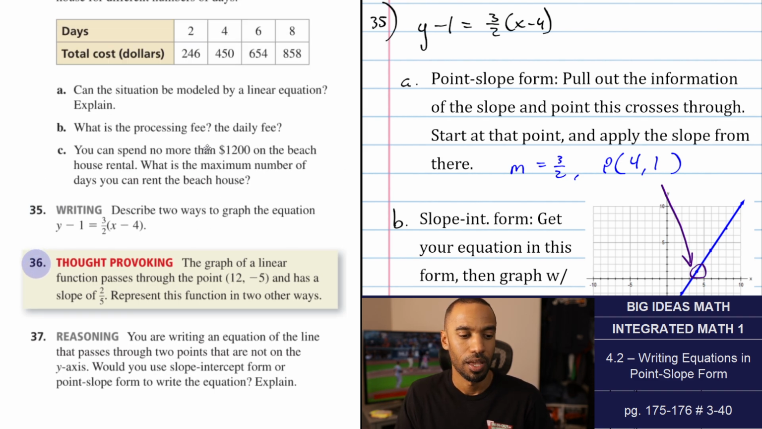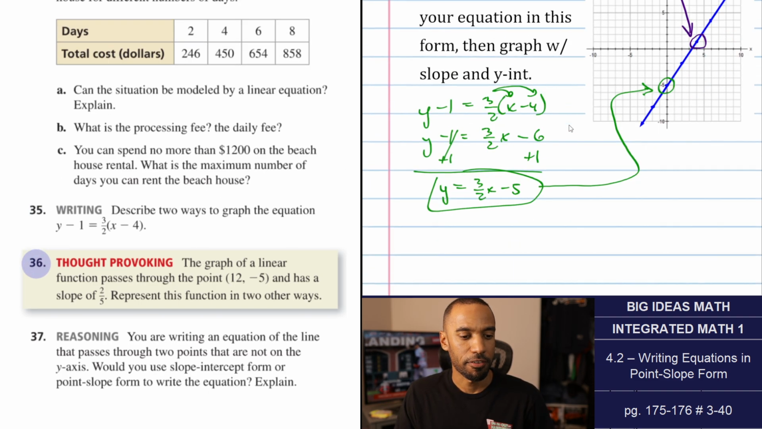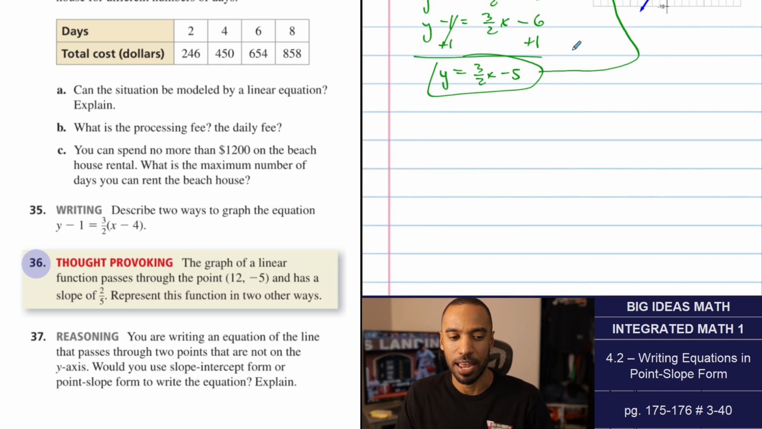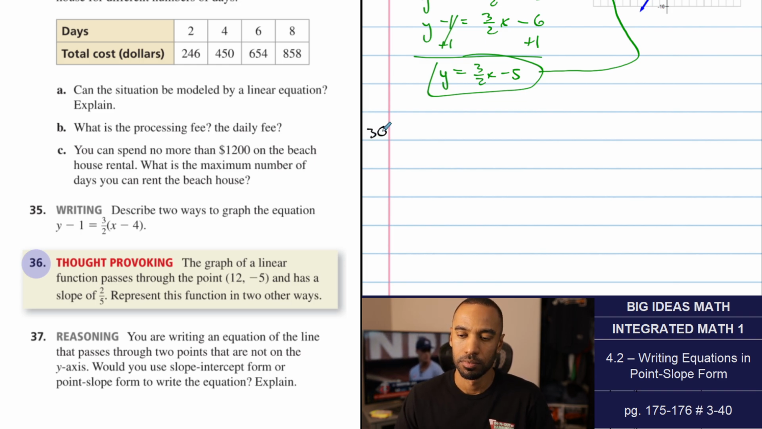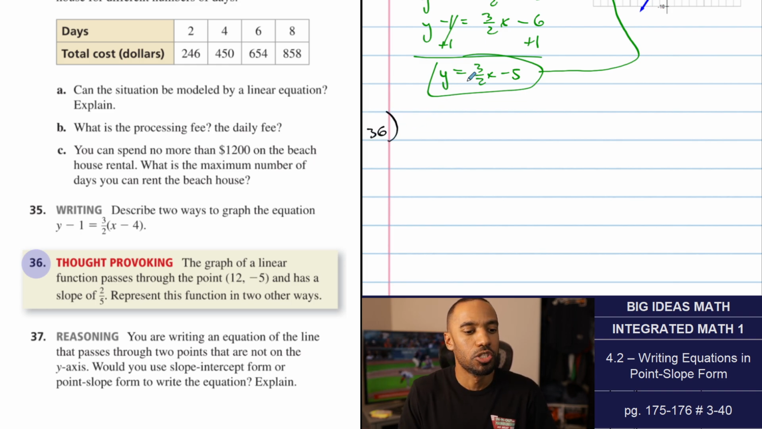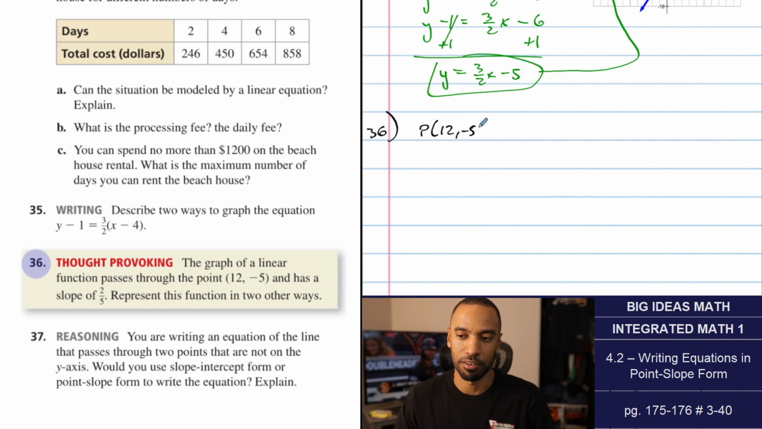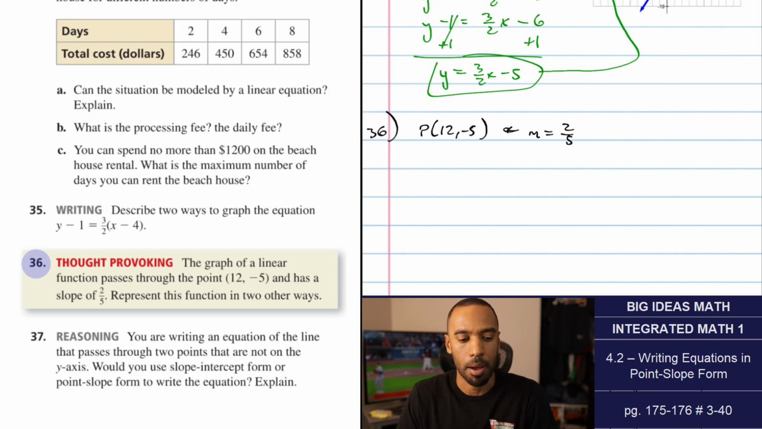I do. Number 36. The graph of a linear function passes through the point 12, -5, and has a slope of 2/5. Represent this function in 2 other ways. Okay. Do they mean equation-wise? See, I don't know what they mean. I think they mean equations. So if they mean equation-wise, we have, again, a point of 12, -5, and a slope of 2/5.